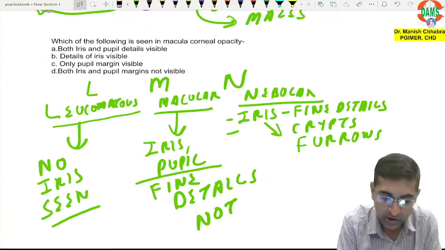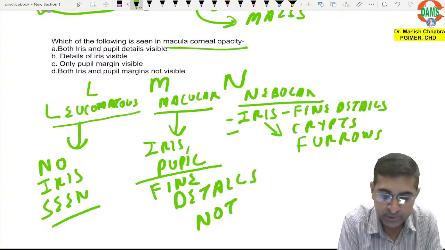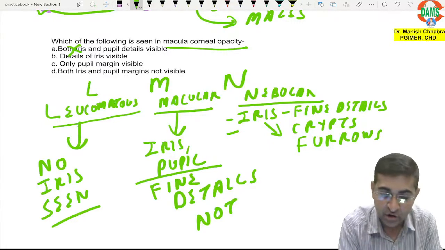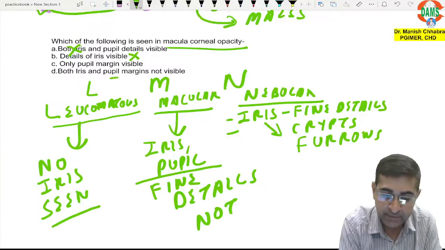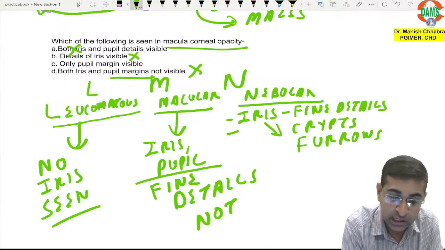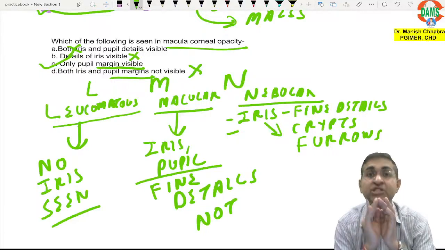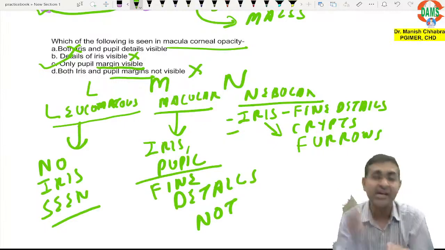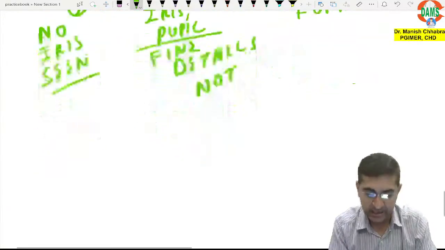So we are talking of macular corneal opacity. Both iris and pupil details are visible? No, that is seen in nebular. Details of iris visible? No, that is seen in nebular. Both iris and pupil margins not visible? No, that is seen in leukomatous. Only pupil margin is visible? Yes, that means fine details are not visible, but overall the structure is visible. So you can say margin is visible, isn't it? Okay, so that is the answer.